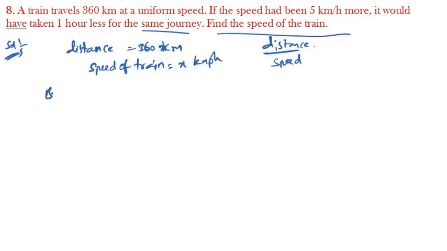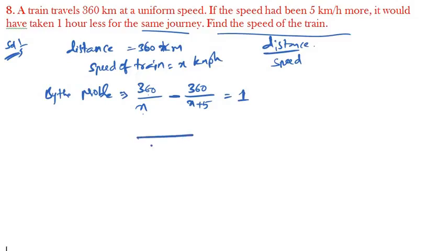So by the problem, how much total journey distance do we have to cover? 360 kilometers at speed x kilometers per hour. After that, another 5 kilometers per hour more, he is saying, so 360 divided by x plus 5 is equal to one journey, total one journey complete. So this is 5 kilometers more per hour, at uniform speed, so it will become minus here.